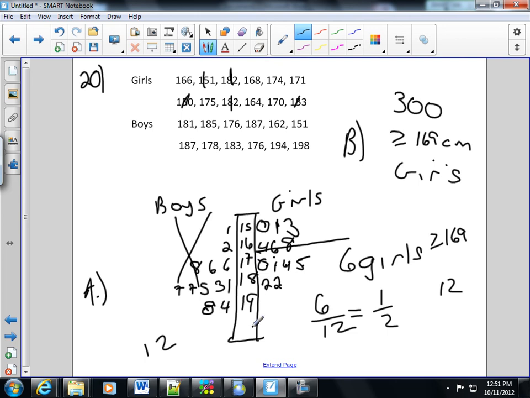So if we kept this average going and we did 300 students, we could say, by using statistics, that roughly 150 of them will be at a height of 169. Roughly right in the middle. Again, half would be above that height. And that's how you do stem and leaf plots.